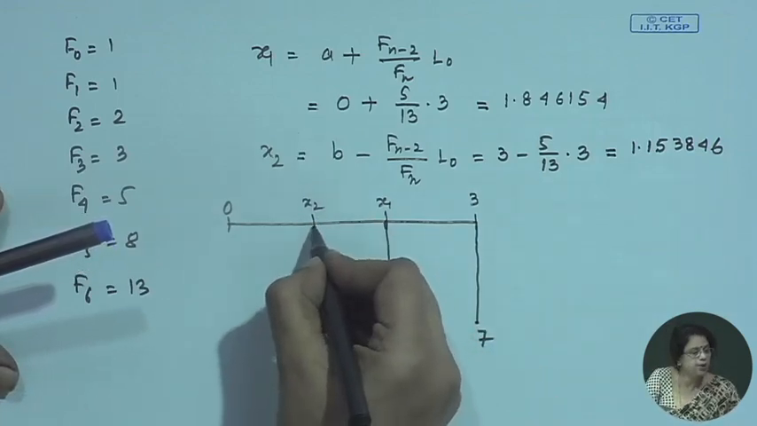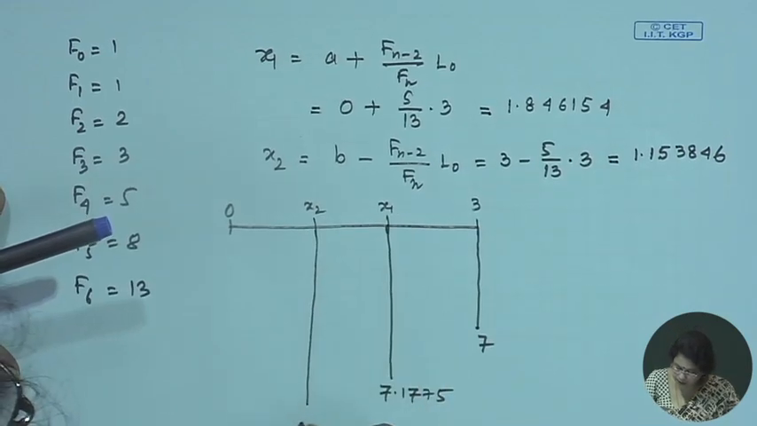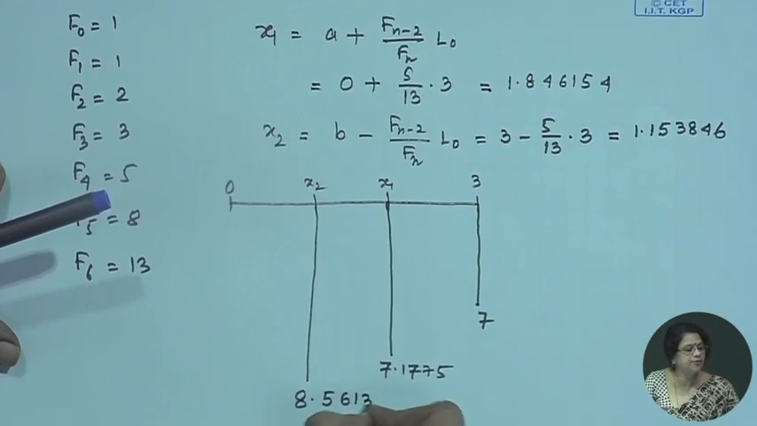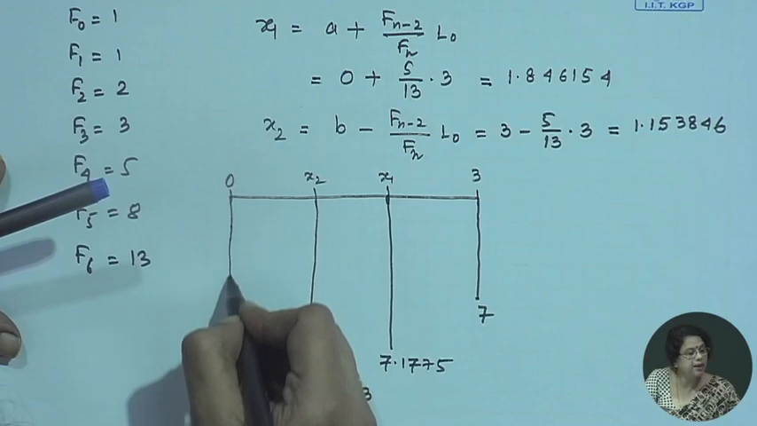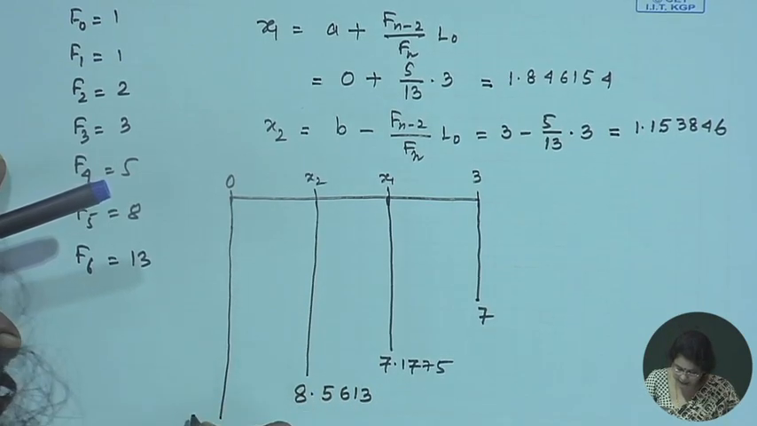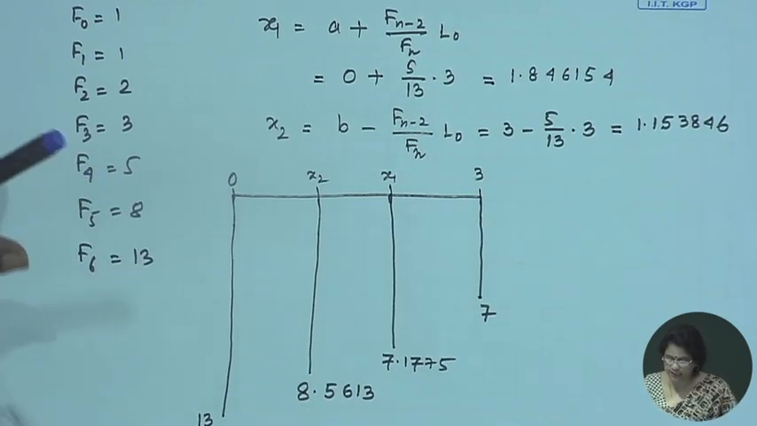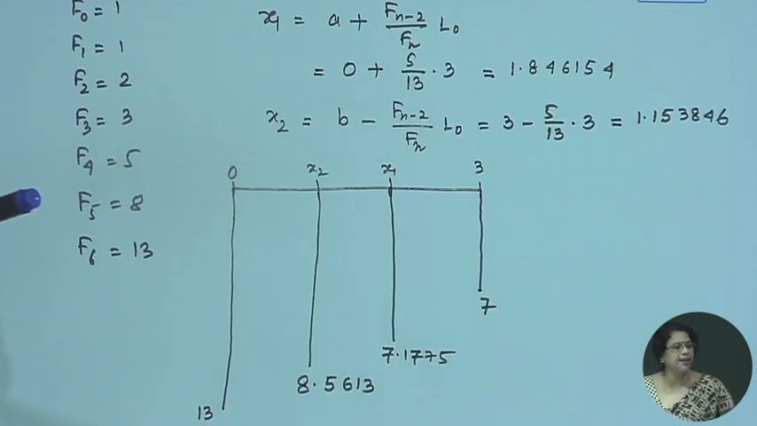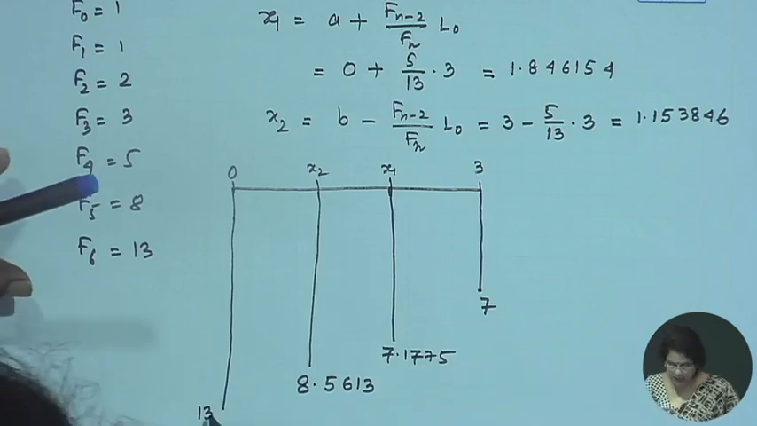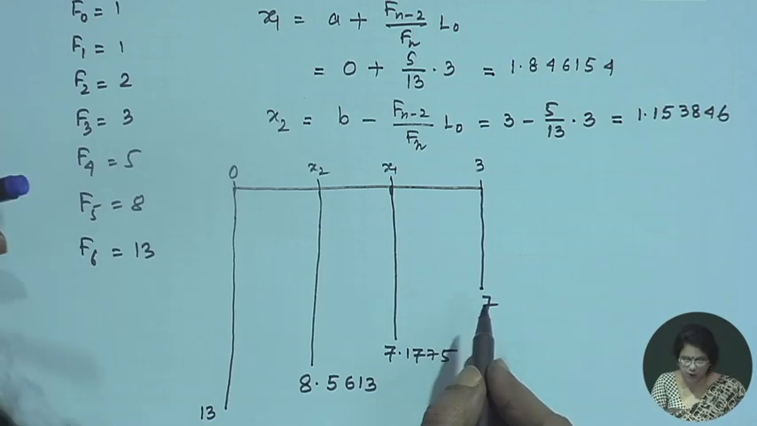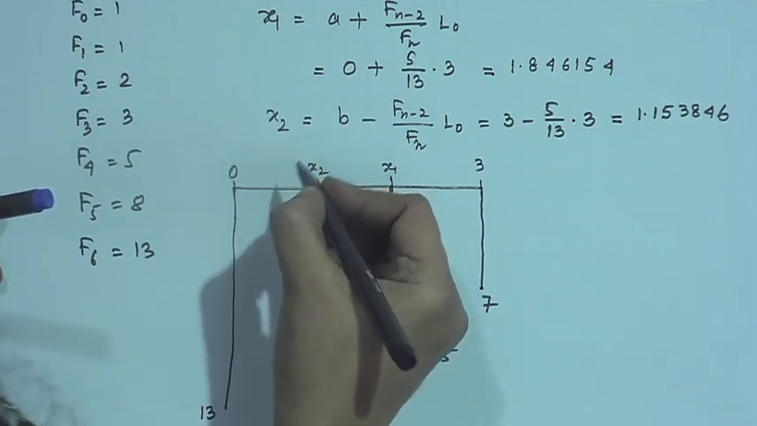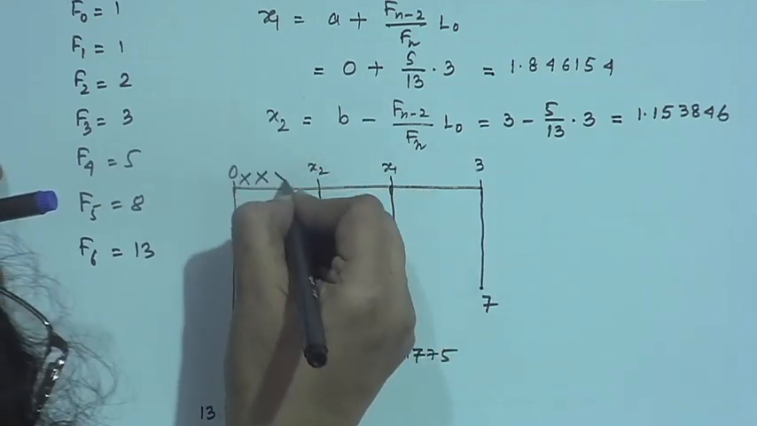7.1775. At x2 the value is coming far greater, 8.5613, and this is coming much more, 13. What did you see? The optimum cannot lie there at all. I am considering the minimum value, and these are the higher values. That is why the optimum cannot lie from this to this.